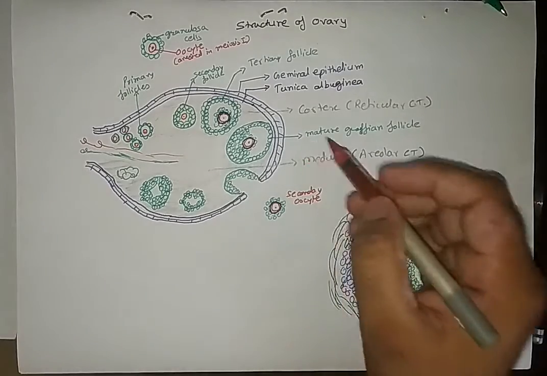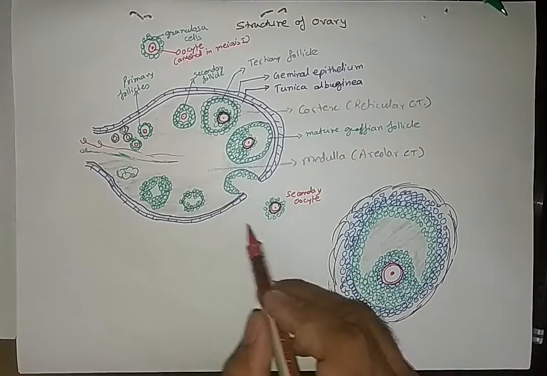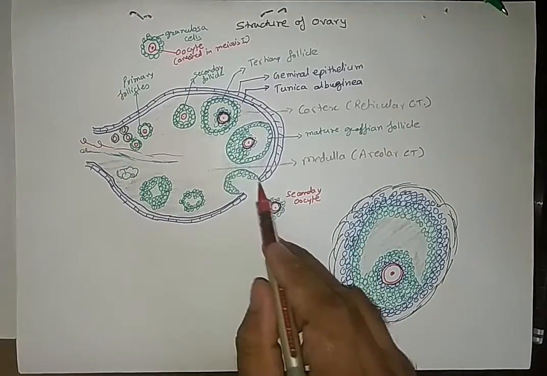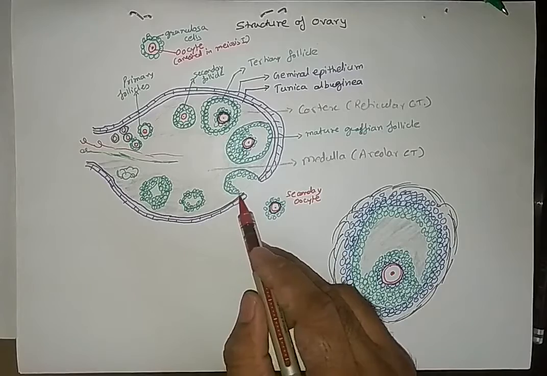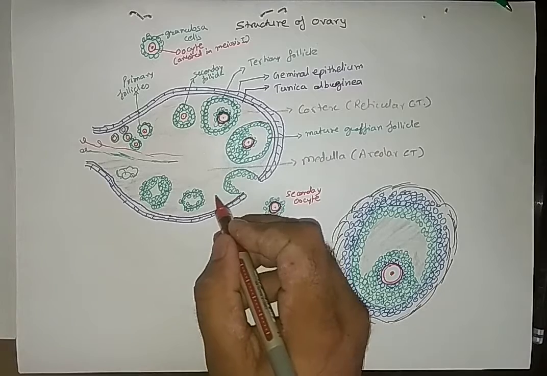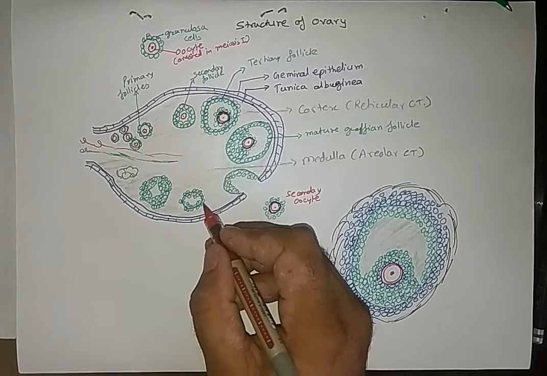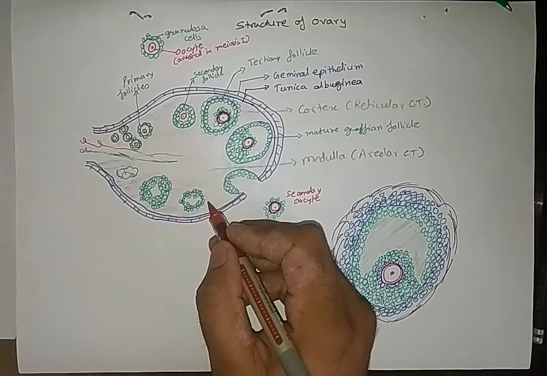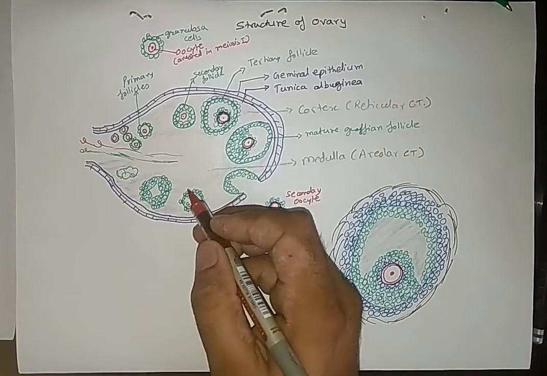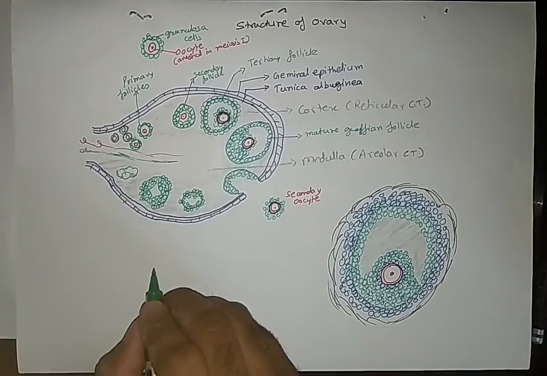Now this is a mature follicle. The egg is removed from the mature follicle, and what remains are the granulosa cells, now empty granulosa cells. These empty granulosa cells move forward, and after that they get enlarged and filled with a yellow pigment called lutein.